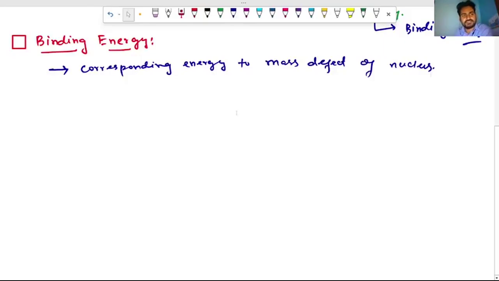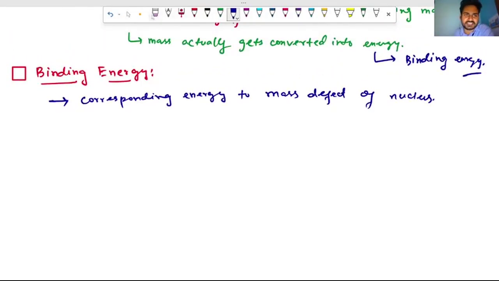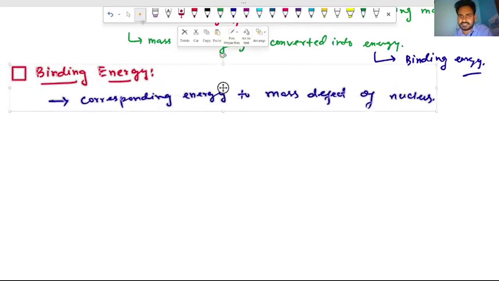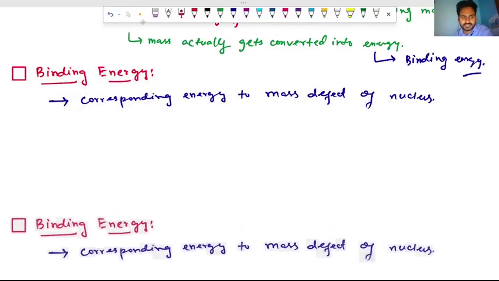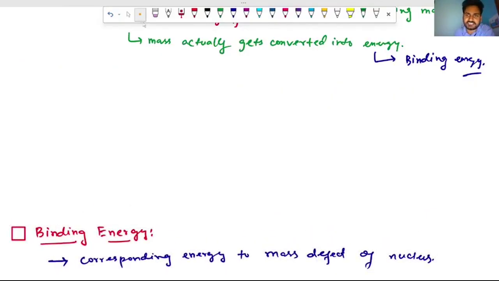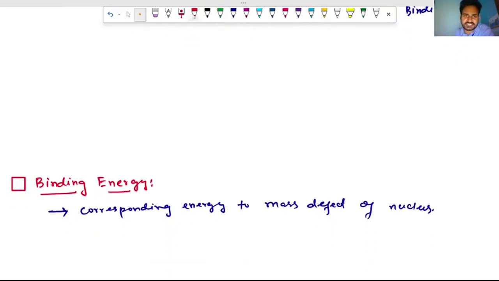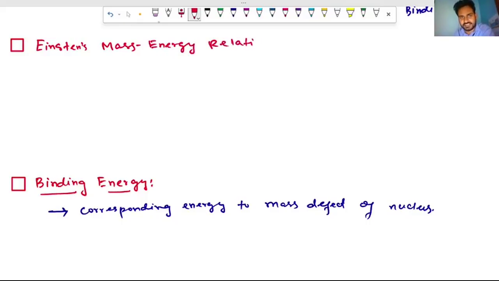Okay, so it is fine going into binding energy, but it will be better if we now discuss how we will get the corresponding energy to a mass. That is governed by Einstein's mass energy relation. As you know, there is a famous relation E is equal to mc square. So this is the Einstein's mass energy relation.